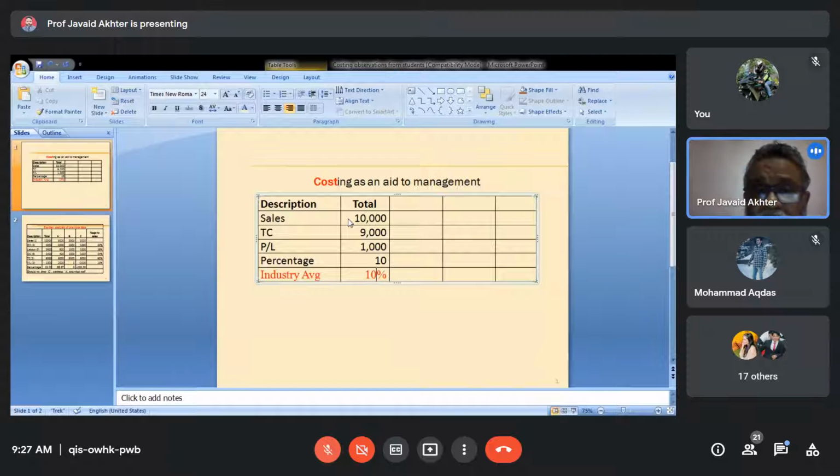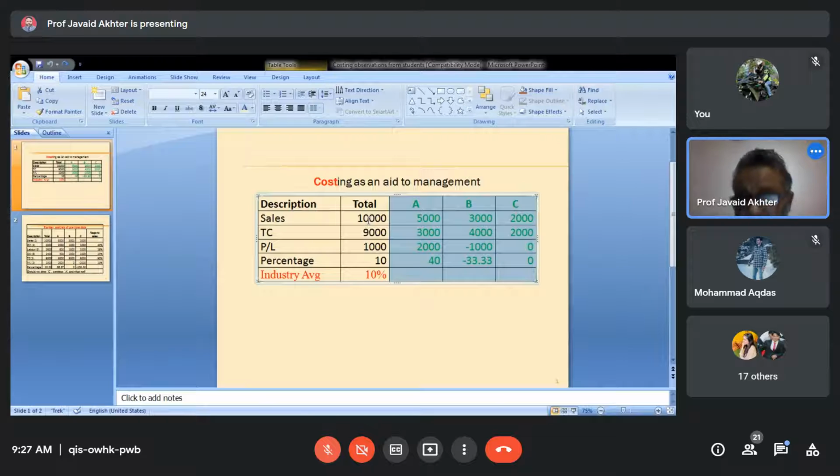But once you split this data, once you go into further analysis, the company is selling for 10,000. How is it selling for 10,000? Let us say it is selling 3 products, A, B, and C, in such a way that revenue from A is 5,000, revenue from B is 3,000, and revenue from C is 2,000. So total sales become 10,000. Now total cost is 9,000 in such a way that on A it is incurring 3,000, on B 4,000, and on C 2,000.